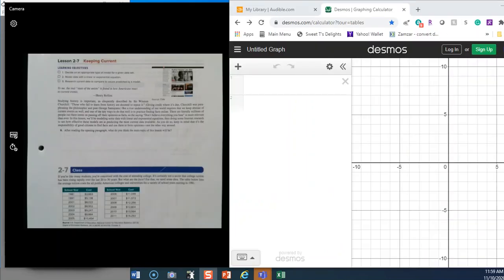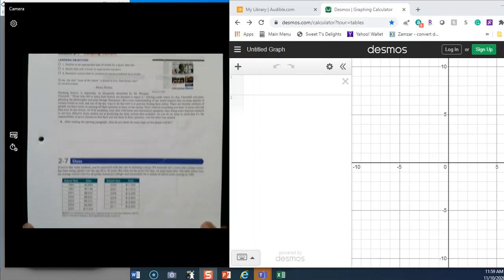Hello class, we're about to start lesson 2-7, keeping current. Our learning objectives are to decide on an appropriate type of model for a given data set, to model data with a linear or exponential equation, and to research current data to compare to values predicted by a model.